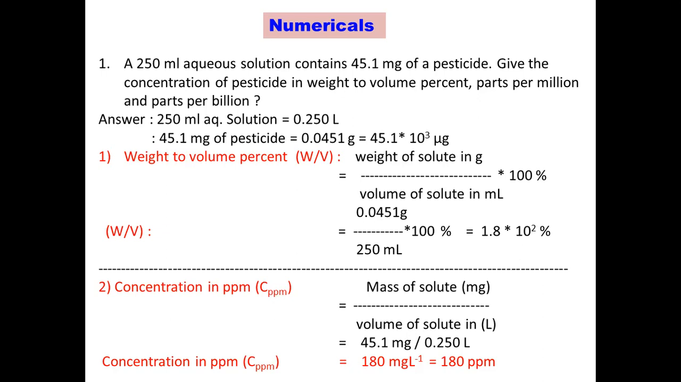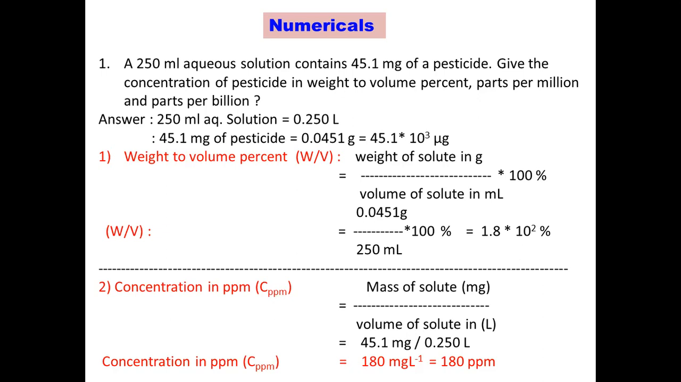For example, here is the first numerical. 250 ml of aqueous solution contains 45.1 milligram of pesticide. Give the concentration of pesticide in weight to volume percent, then ppm and ppb. So these are the three problems you have to solve: weight to volume percent, that is W by V, and ppm and ppb.